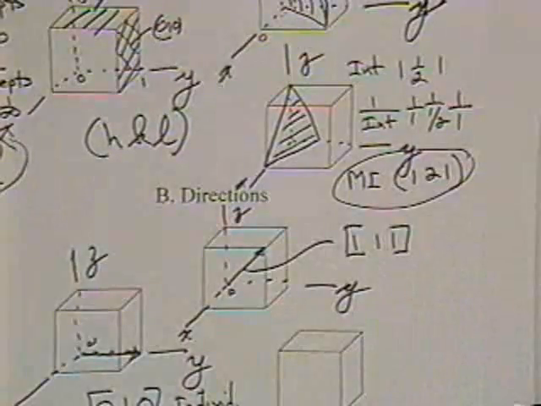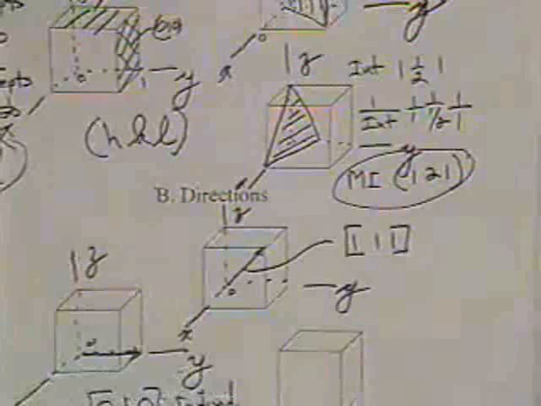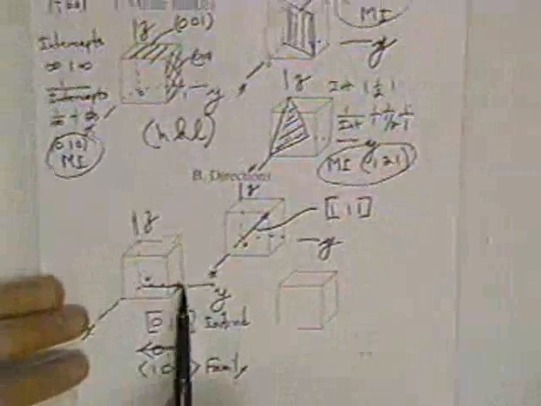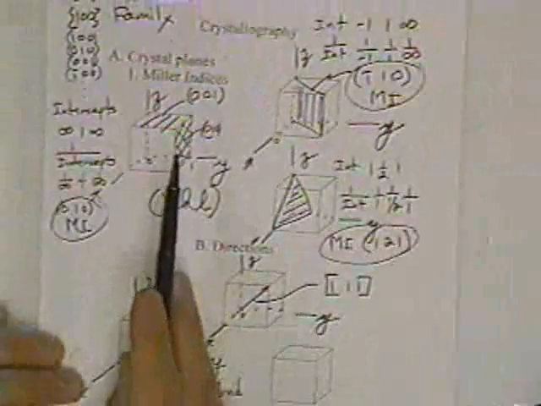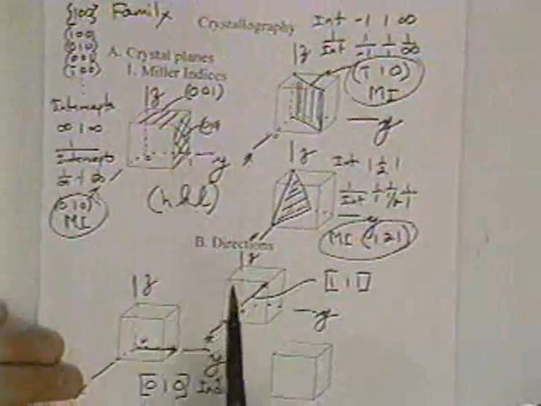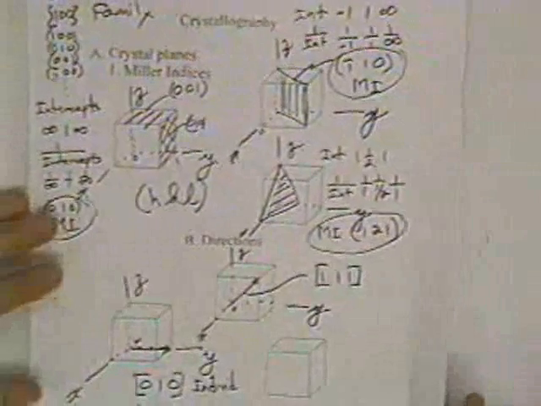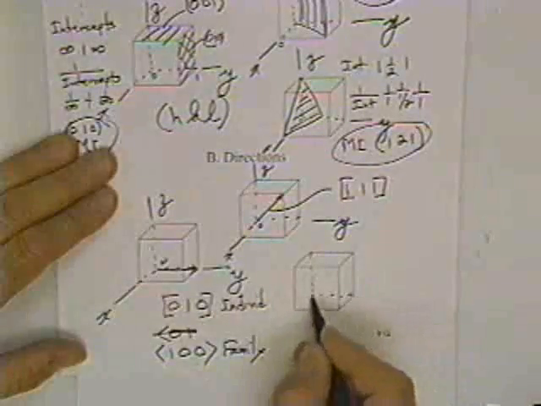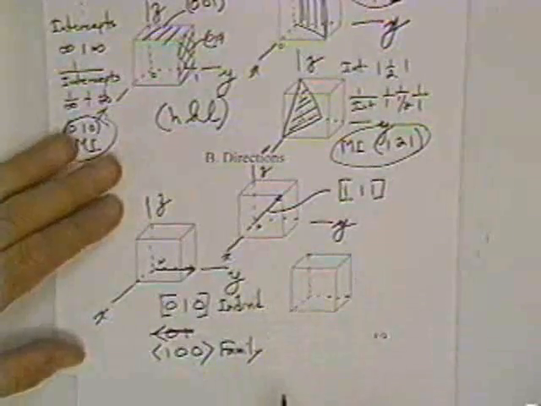Now for cubic systems, the direction, the normal to the plane, has the same Miller indices as the plane. So a 1, 1, 1 direction is going to be perpendicular to a 1, 1, 1 plane. This 0, 1, 0 direction that I have down here is going to be perpendicular to this 0, 1, 0 plane. That works for cubic systems. And let's try one more.